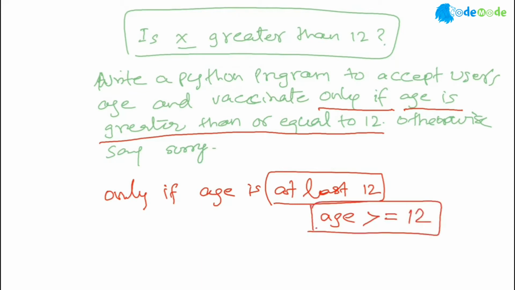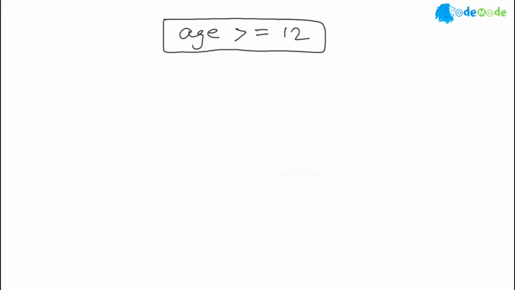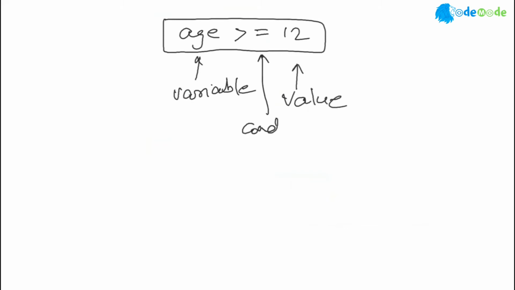This is your condition. This condition will determine what I should do or what I should not do. Without worrying about how to implement this in code, let's just focus on the condition first. The condition says that age is a variable, this is a value, and this is what we call a conditional operator.